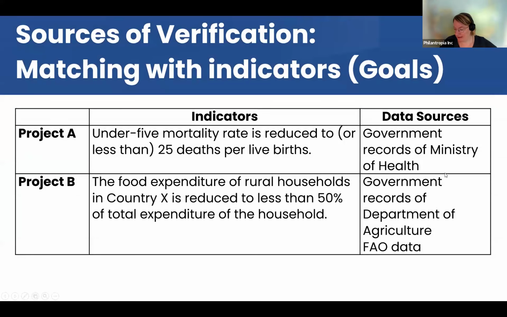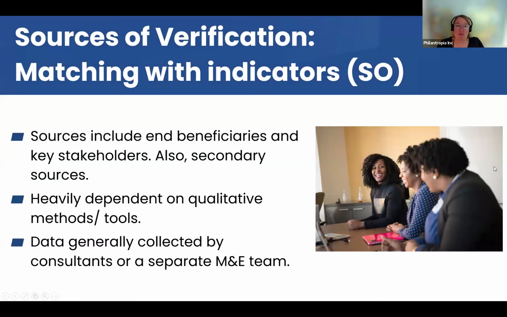So here again, we have some examples for the mortality rate. You could use a data source by the government or the records of the Ministry of Health. For food expenditure, the source of verification could be records of the Department of Agriculture or FAO data. They also publish data about this, but just be very careful that they're always reputable sources and that you know where that data is coming from or where that information is coming from.